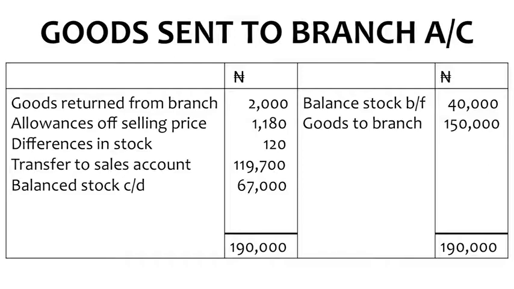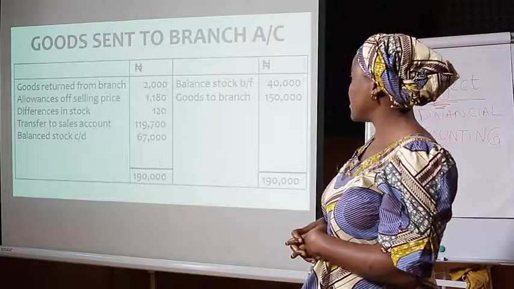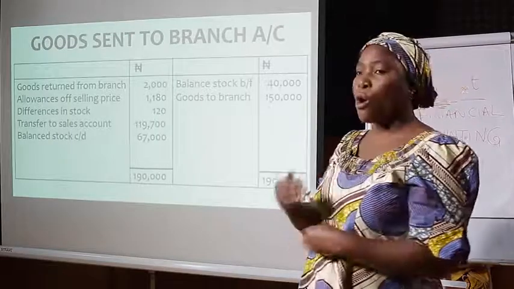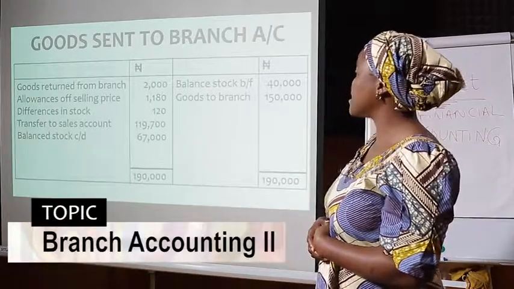Transfer to sales account, 119,700. On this side of our account, which is the credit side, balance stock brought forward. In our question, we said we have some balances from our trial balance, which is 40,000 naira. The goods to the branch, after all the deduction, at the end of the account, we have 150,000.